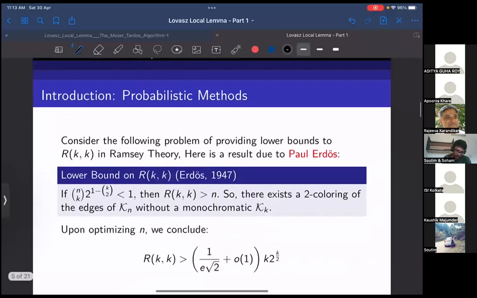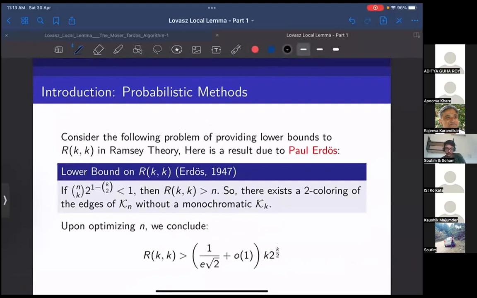Fine. So here is one more example, for people who are familiar with Ramsey theory. This is a problem of providing lower bounds to R(k,k) in Ramsey theory. Here's a beautiful result due to Paul Erdos that if such a thing holds, then R(k,k) is strictly greater than n. R(k,k) greater than n means that there exists a red-blue coloring of the edges of the complete graph on n vertices without a monochromatic complete graph of size k. Such a bound was shown by Paul Erdos.